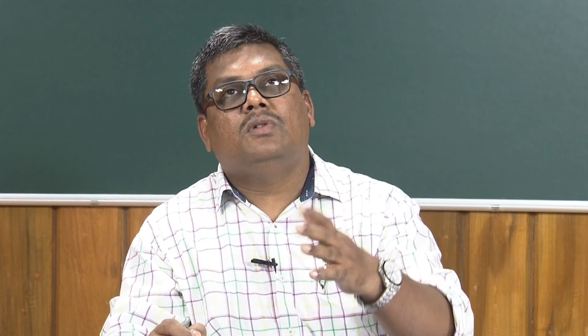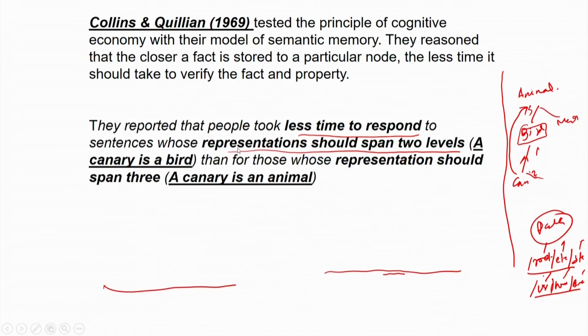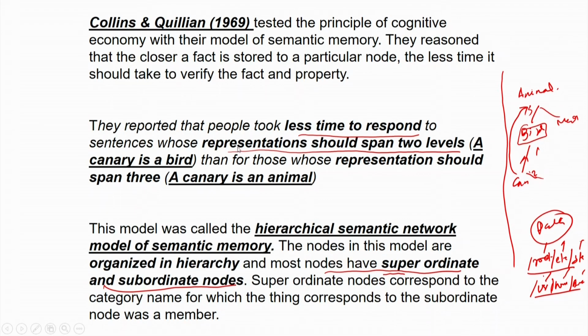So, most nodes have superordinate nodes and subordinate nodes. Nodes above a particular node are superordinate, just as we saw in this particular example, where vehicle is a superordinate node and truck is a subordinate node, or sports car is a subordinate node. So, this is what it has been saying here.